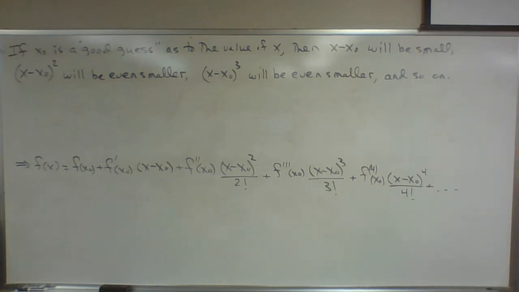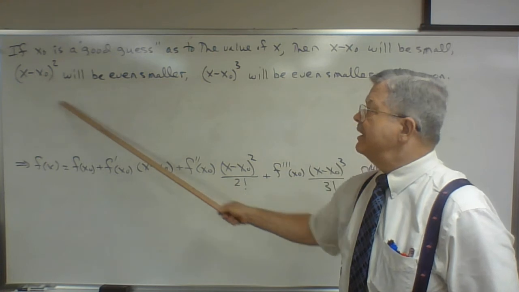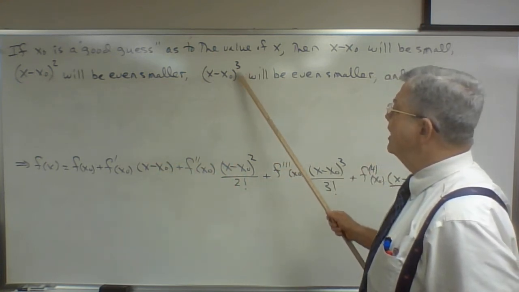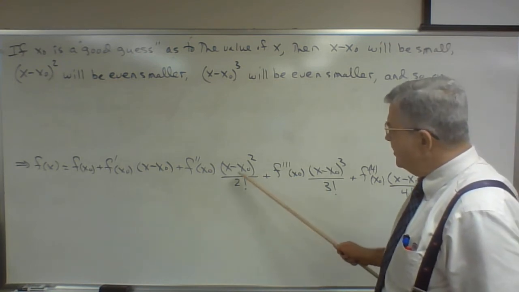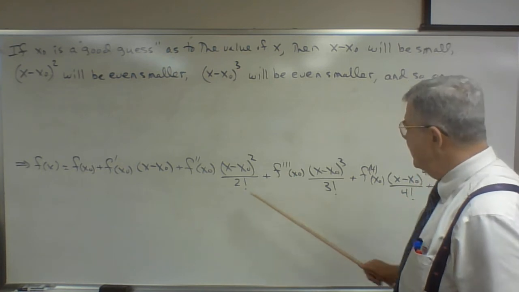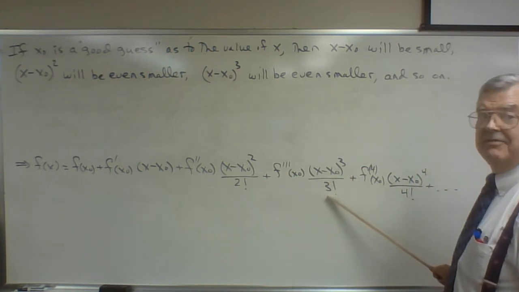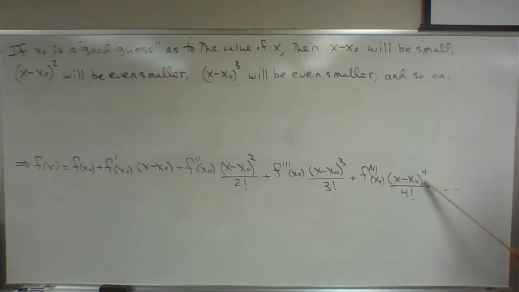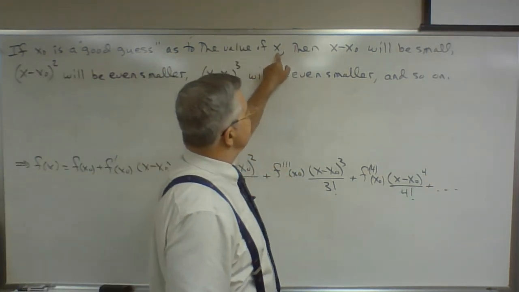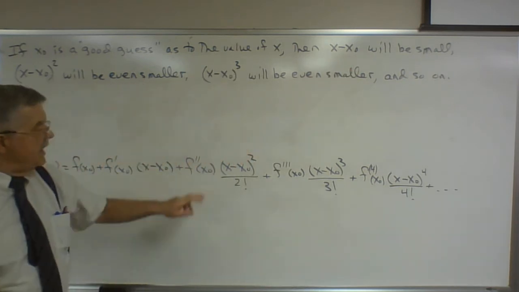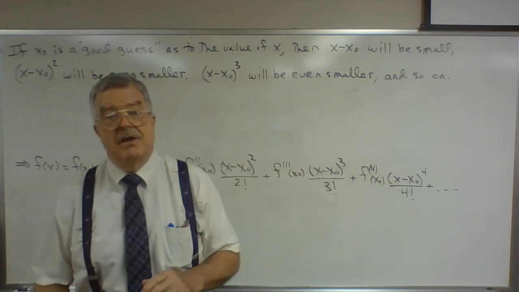So if x naught is close to x, x minus x naught will be small. X minus x naught squared will be even smaller. X minus x naught cubed will be yet even smaller, and so on. So this is going to be small, and we're dividing it by 2. This is going to be even smaller, and we're dividing it by 3 factorial, which is 6. This is going to be even smaller, and we're dividing it by 4 factorial, which is 24. If we get a good guess as to the value of x, x minus x naught will be small. And this term, and this term, and so on, will be small in magnitude.